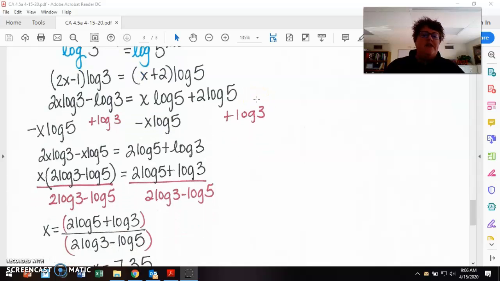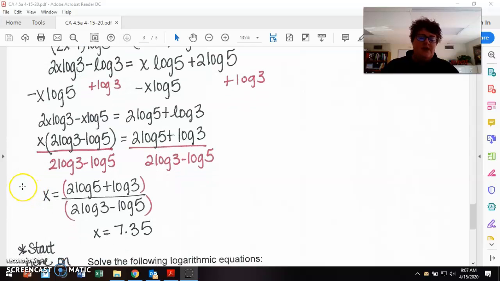And then you want to get everything with an x on one side, so I moved my x log 5 to the other side, and anything without an x to the right-hand side. So I added log 3 to the other side. Factor out an x on the left, and then divide.